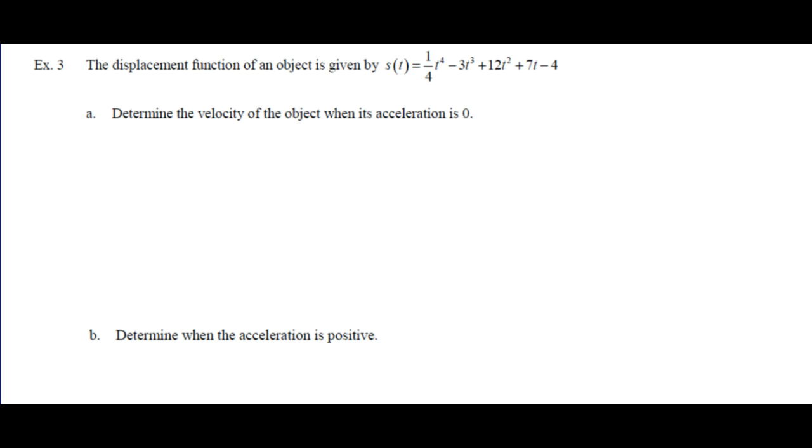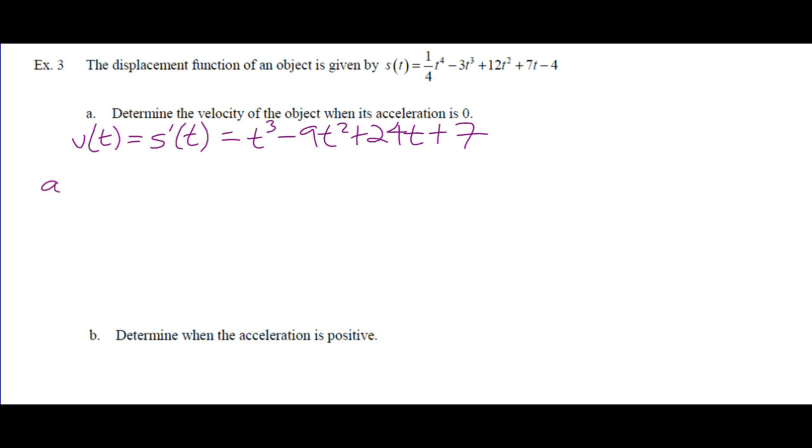Okay, so first v. Velocity is the first derivative, the derivative of the position function. So what do we get? 4 times a quarter is 1, t cubed. So that's our velocity. What do we have to find? The velocity when the acceleration is 0. How do we find when the acceleration is 0? Well, we need to get the acceleration.